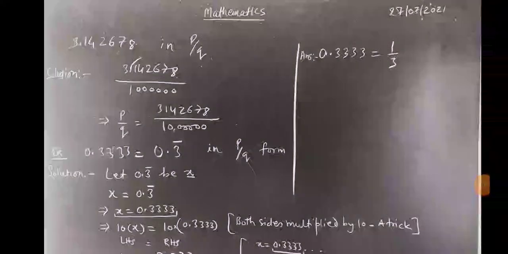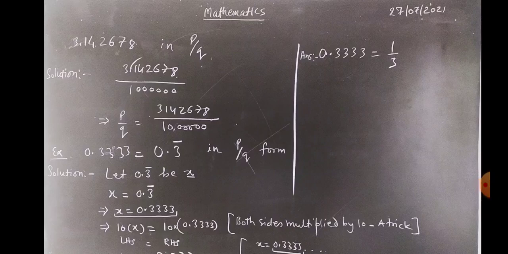Students, class 9th mathematics chapter 1st. How can we write 3.142678 in the p by q form? You have read and practiced it in your primary classes.